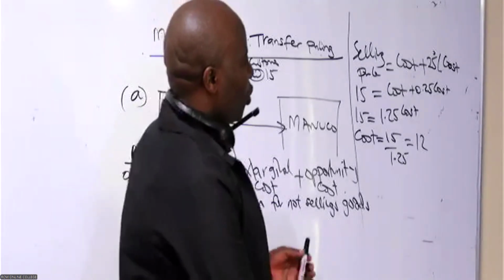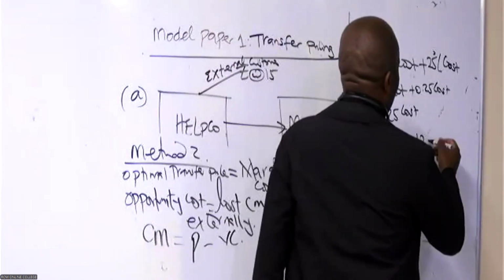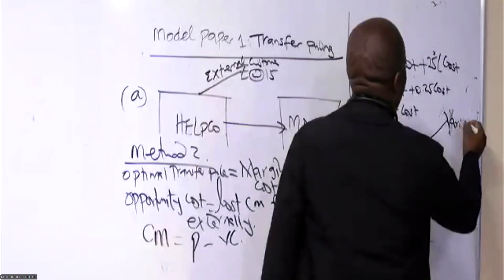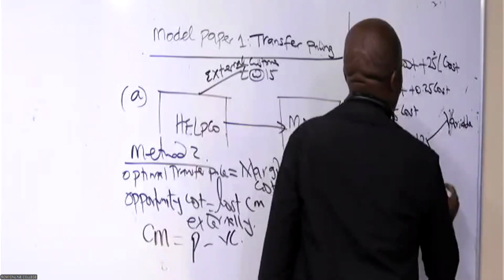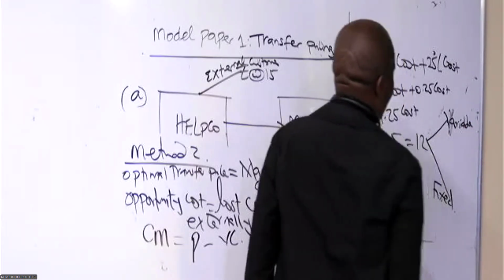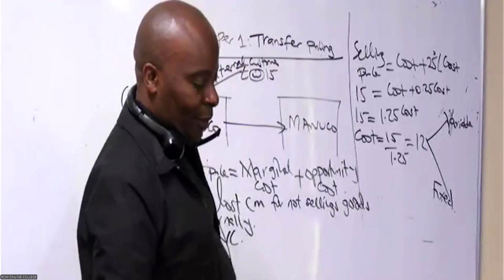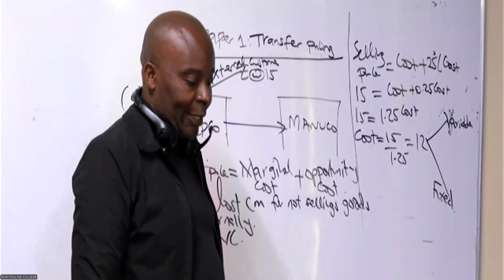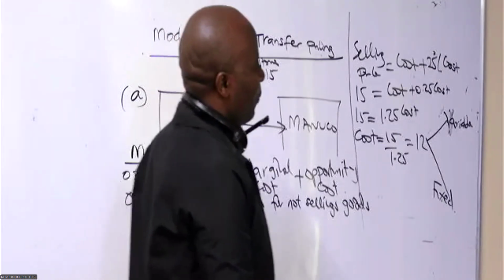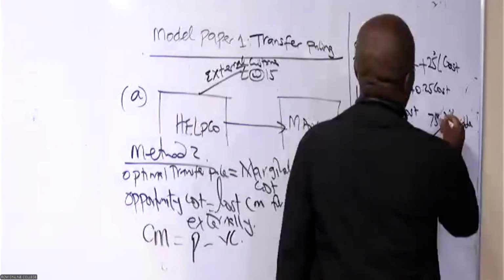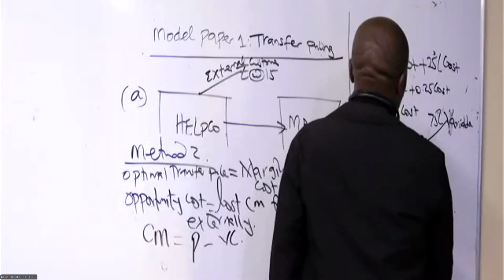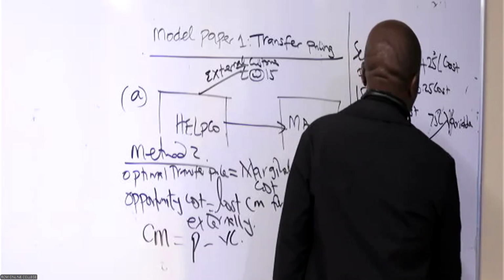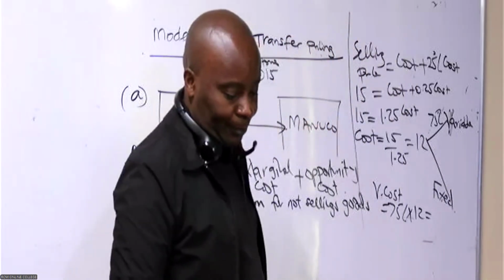So out of these 12, they are telling us that a certain percentage is variable and a certain percentage is fixed. In this case, variable is what percentage? 75%. So can you kindly give me 75% of these 12? So variable cost is 75% of the 12.